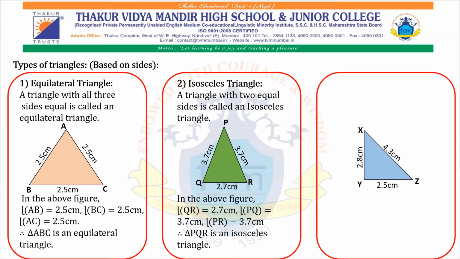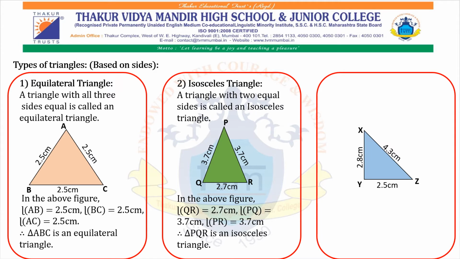In the above figure, length QR is 2.7 centimeters, length PQ is 3.7 centimeters, and length PR is also 3.7 centimeters. Therefore, triangle PQR is an isosceles triangle.